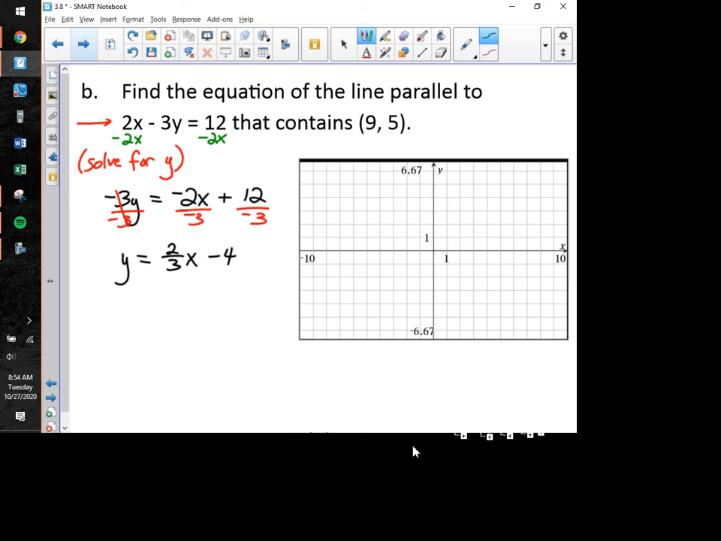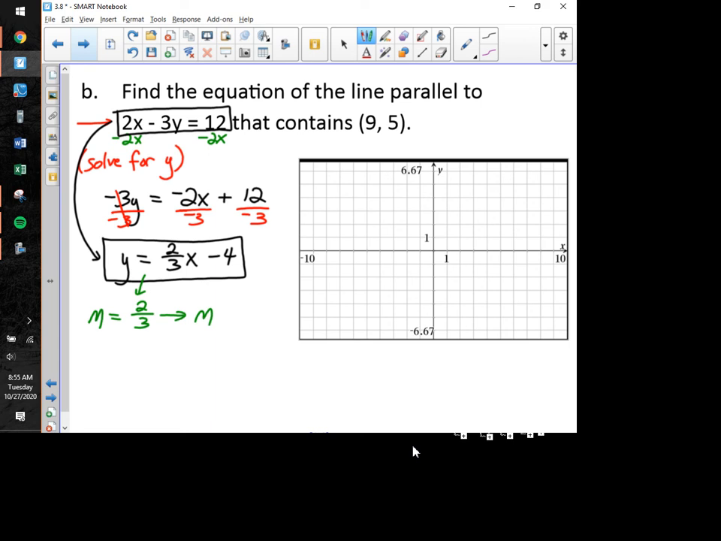So what we have right here, you guys, y equals 2/3 x minus 4, is the same line as this one right over here. It's just that now this one is in slope-intercept form. So what can we read here? The slope of this line is positive 2/3.